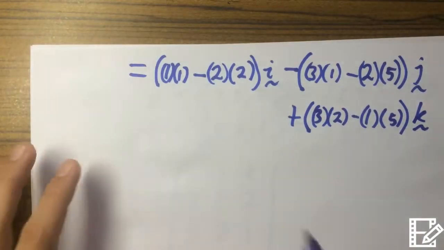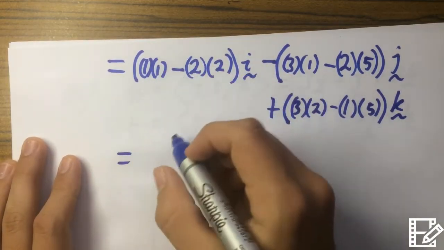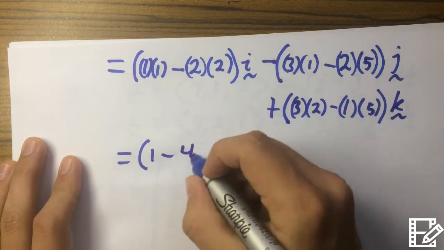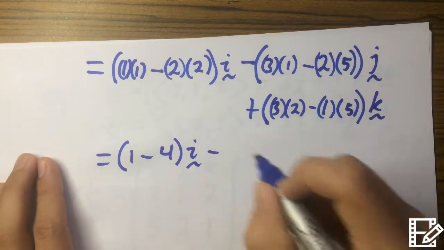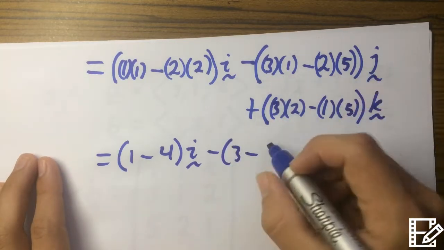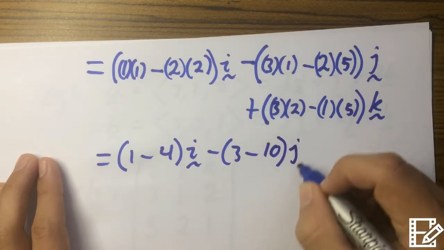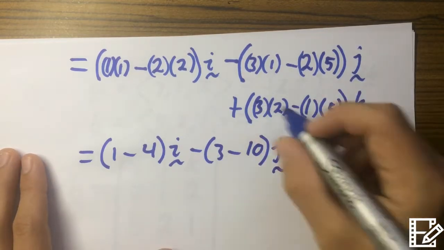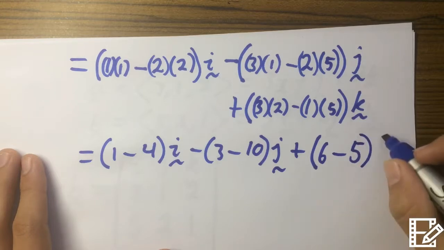Now, 1 times 1, that's 1. Take 2 times 2, that's 4. In the I direction, that's the I component. And then you have 3 times 1, which is 3. Take 2 times 5, which is 10. That's J. And then you add whatever you get here, which is 3 times 2, which is 6. Take 1 times 5, which is 5.